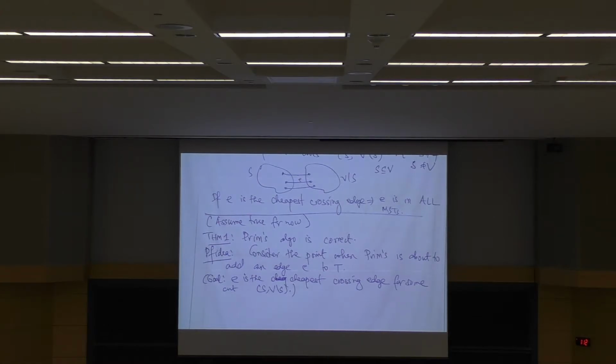To do this, what we have to figure out is what should be this cut. I'm trying to add this edge e, and I want to figure out a cut for which this edge e would be the cheapest crossing edge. Now, if you look at the statement of Prim's algorithm, what is a good candidate for this set S?